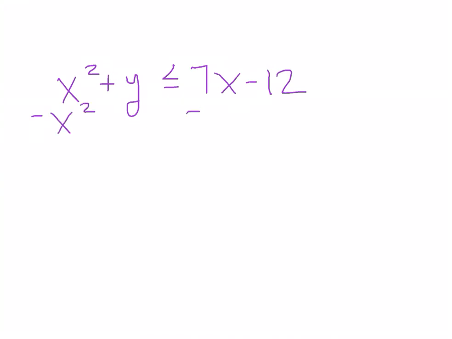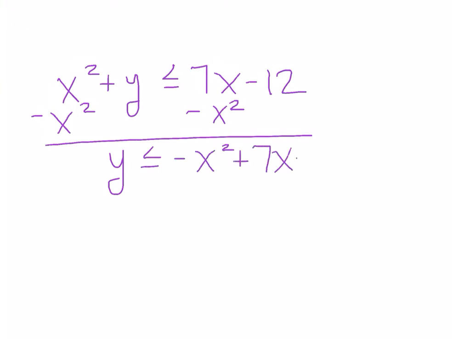Okay, number 29 has x squared plus y is less than or equal to 7x minus 12. First of all, is the y by itself? No. How do I get the y by itself? Subtract x squared. Once I do that, now I can stick it in my graphing calculator.